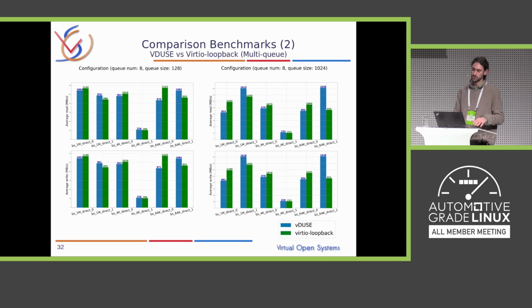But in any case, just to say, Virtual-Loopback outperforms in 4 out of 6 in the single queue scenario. In the multi-queue scenario, we see more equal behavior, but the best numbers are taken by VidUse. All of the cases that VidUse wins are when the direct flag is enabled, which it seems to use in a better way than Virtual-Loopback at that moment.